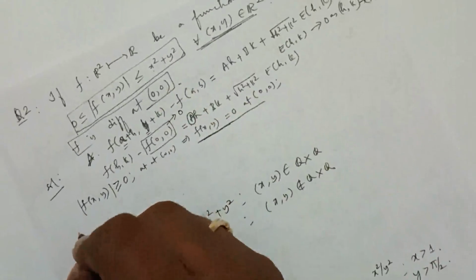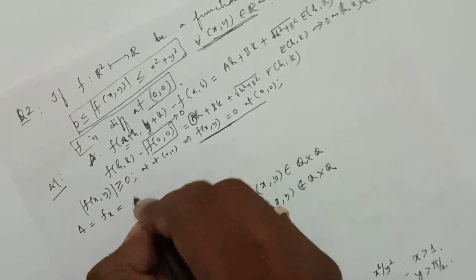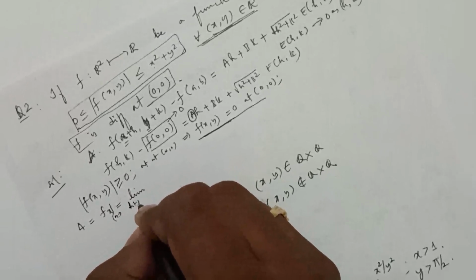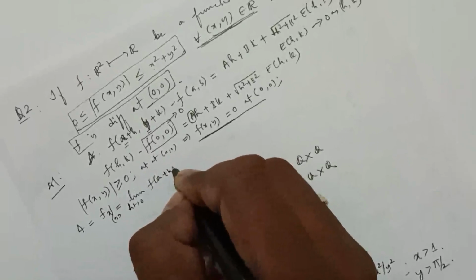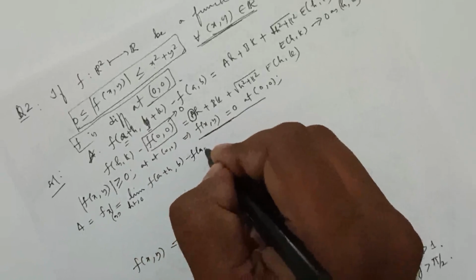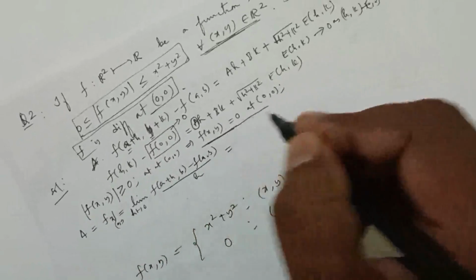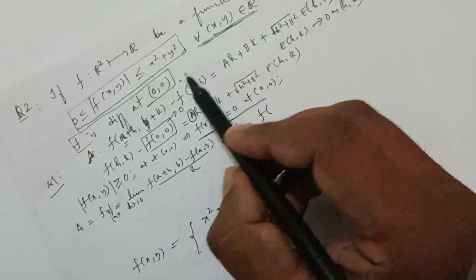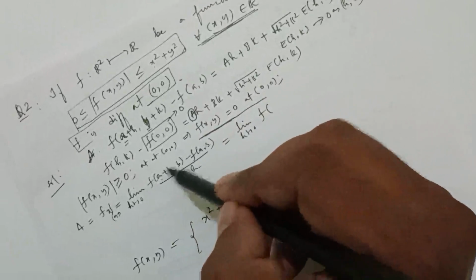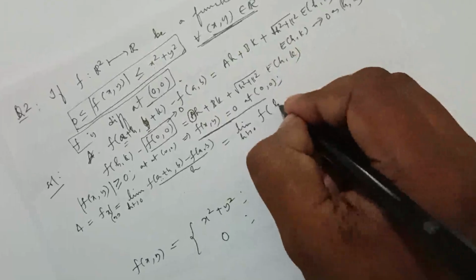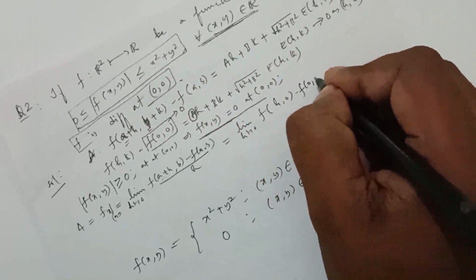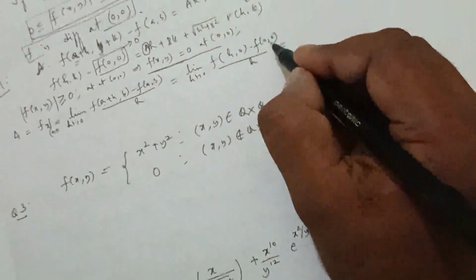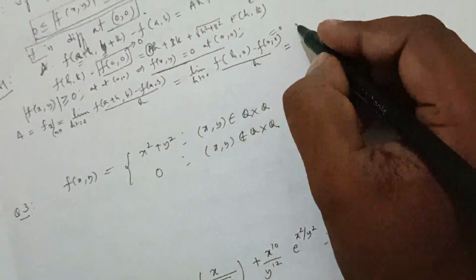But we need to find a. What is a? A is fx, which is the partial derivative at 0 comma 0. So limit of h tending to 0, f of a plus h comma b minus f of a comma b by h, which implies limit as h tending to 0, f of a plus h. Look at this, a is 0, b is 0, so f of h comma 0 minus f of 0 comma 0 by h. So here, this is 0, f of h comma 0 by h.